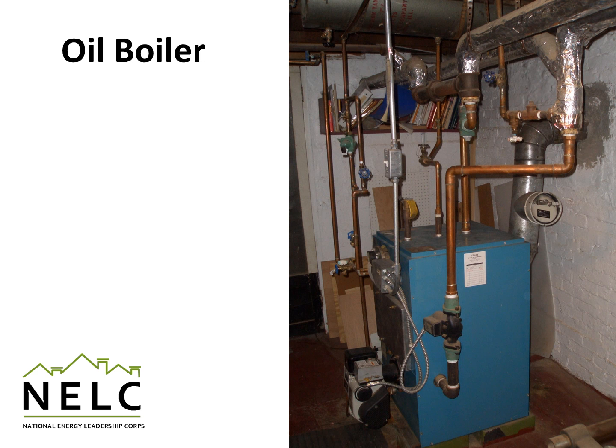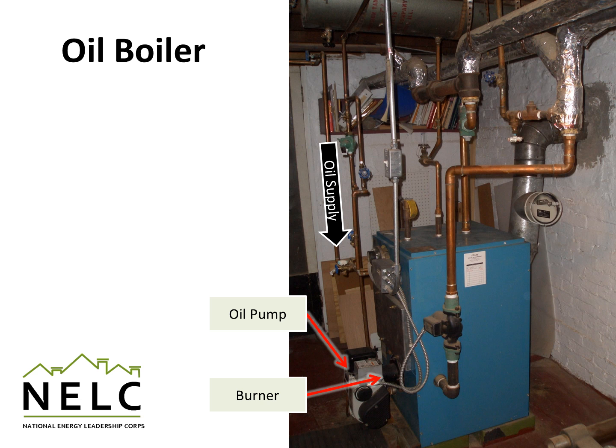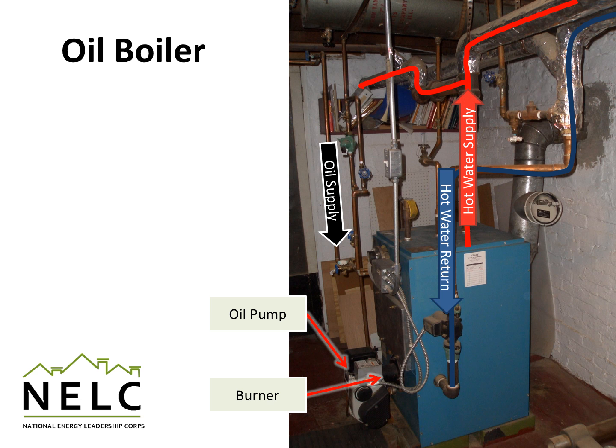So let's take a look at a typical boiler and start to learn how we can spot what kind of furnace we're looking at. In this case, there happens to be an oil supply from a tank, an oil pump, and a burner. There's a hot water return system that goes through a circulation pump and a hot water supply system that sends the hot water out to the house. You can see that the pipes are insulated in this case, hopefully retaining some of that heat.